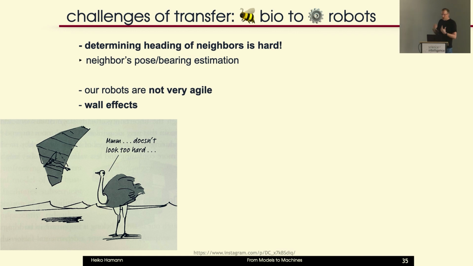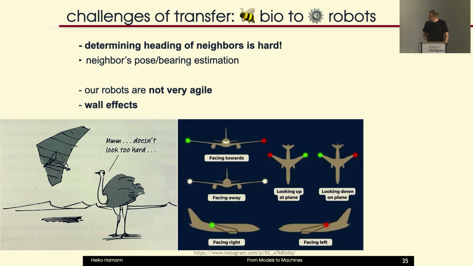Also, our robots are not very agile, right? These differential drive robots turn on the spot, and it's very different from, imagine, birds flying. And then also usually we do not have infinite space, so we put them into the lab, and then there are wall effects, and that's making things a bit difficult. By the way, there are solutions out there. I'm not saying this is how we should do it, but to inspire you a bit.